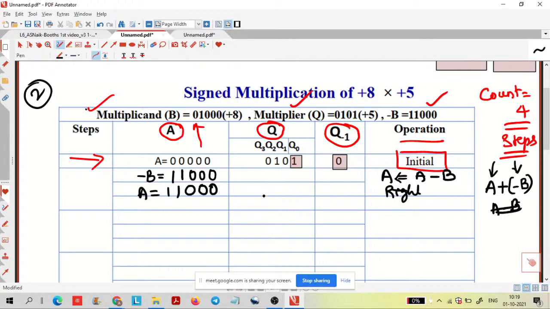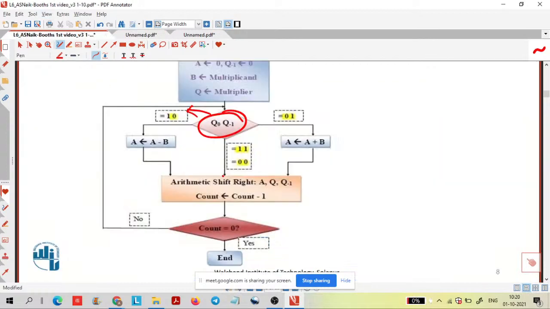A value will be the same. Here keep this value as it is, 0 1 0 1, and write 0 as it is. Now you have completed one step: the A minus B operation, storing the result in A. Now what do you have to do after this operation? Right shift. You have to do the right shift.